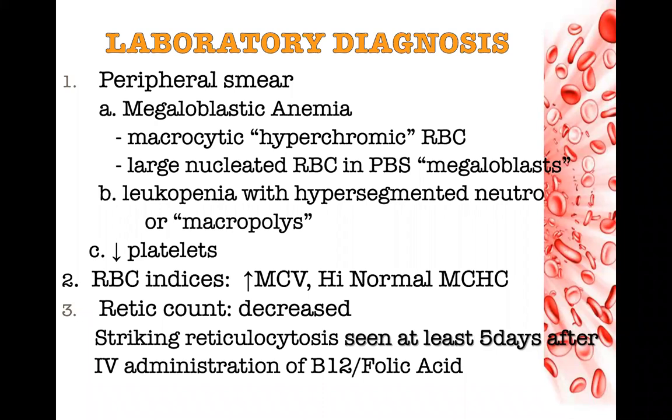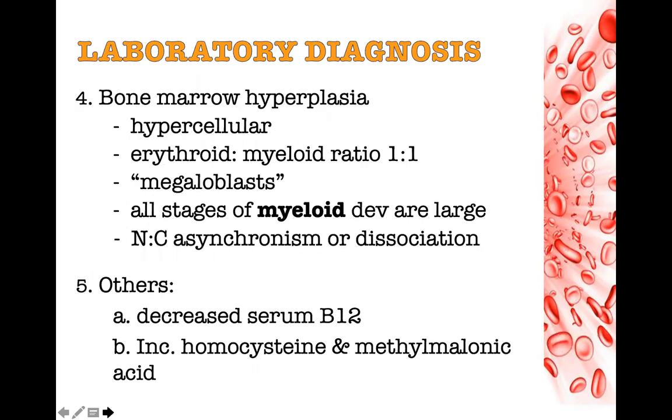Since this is megaloblastic, the RBC indices are considered to be increased, like MCV and a high normal MCHC. Reticulocyte count is usually decreased. Striking reticulocytosis is seen 5 days after administration of vitamin B12 and folic acid. What else? You may see bone marrow hyperplasia.